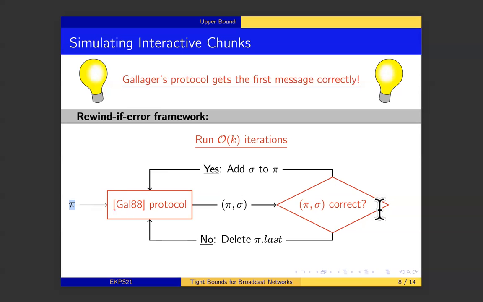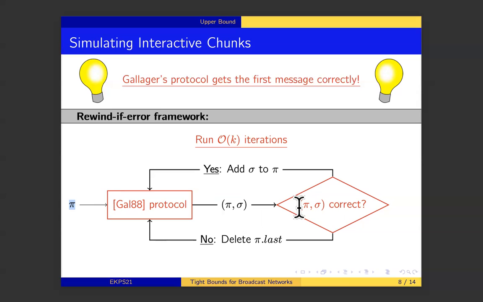Then you try to check if this pi comma sigma is correct. I will not explain how they do this. It can be done. It is a non-interactive subroutine that one can execute. But the point is you have this extra symbol in pi, then you see if this extra symbol is correct or not. If it is correct, then you add the symbol to pi. And now your pi is one longer, so you made progress. If it is incorrect, then there may be an error in sigma, or maybe you had some error in pi that you did not detect. And when this happens, you delete sigma, and you also delete one symbol from pi. So now pi is one shorter. And then you keep going this way.